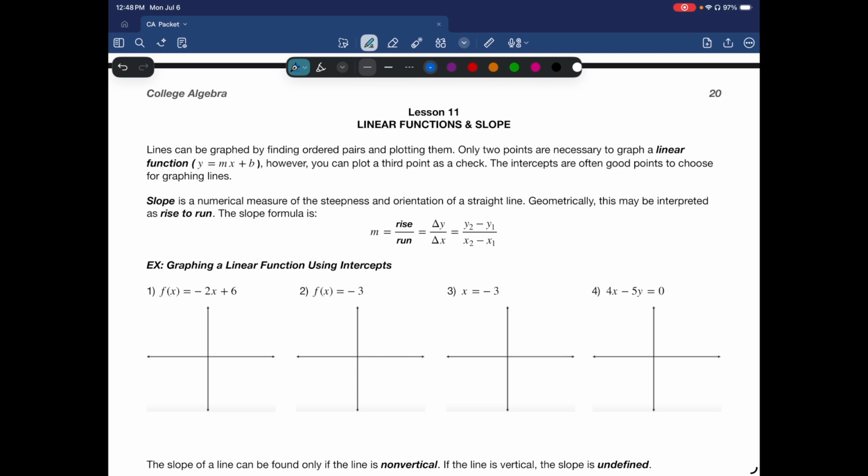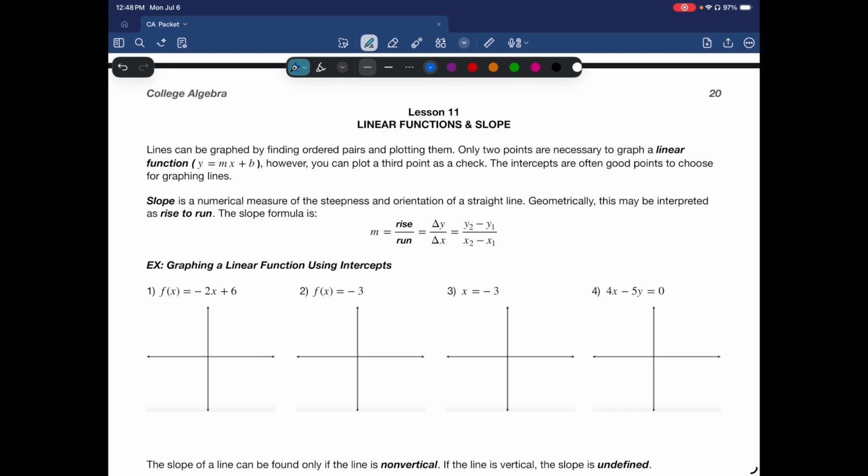All right, so lines can be graphed by finding ordered pairs and plotting them. Only 2 points are necessary to graph a line. Sometimes you'll be asked to find a third point just to verify. All right, but the equation of a line is y equals mx plus b. The intercepts are often good points to choose from.